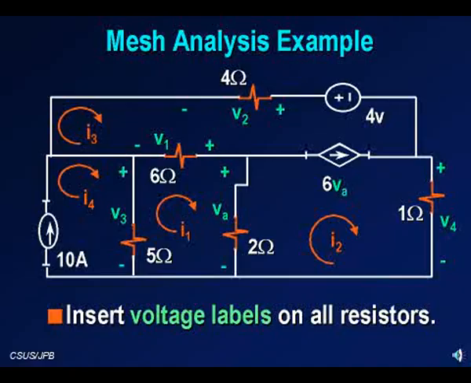Next, we put voltage labels on all resistors. Remember that a voltage definition implies a label and a set of polarities, pluses and minuses. No label should be inserted on any source voltage or current type. Also, the 2 ohm resistor already has a label. Don't add another one on top of that.